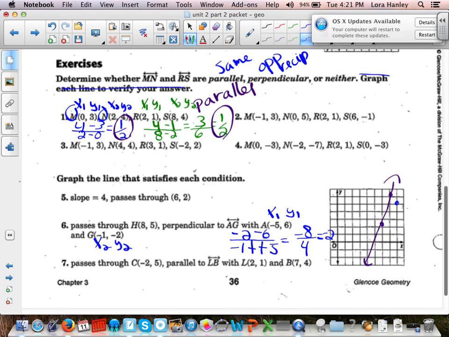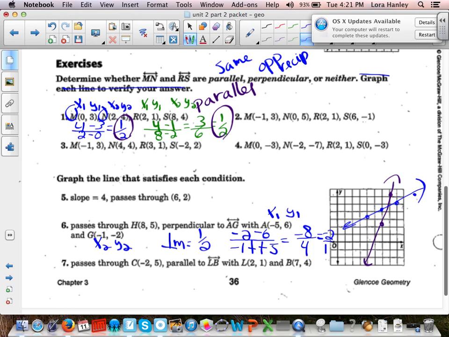Since I want a perpendicular slope, I want the reciprocal, so 1/2, and the opposite sign. So the perpendicular slope would be positive 1/2, which means from this point we're going up 1 to the right 2, or down 1 and to the left 2. If they ask for a parallel line, you're using the same slope.